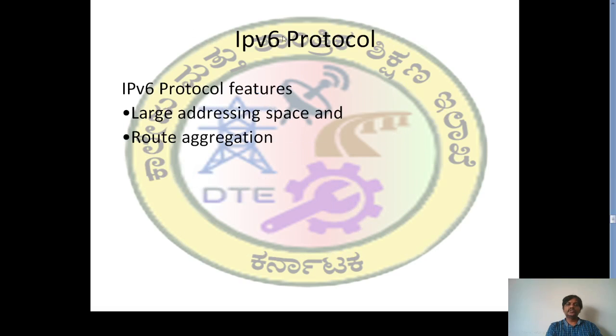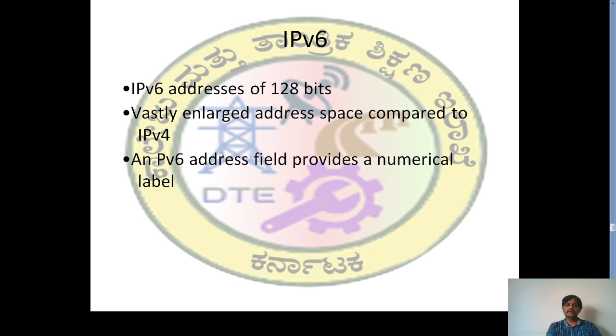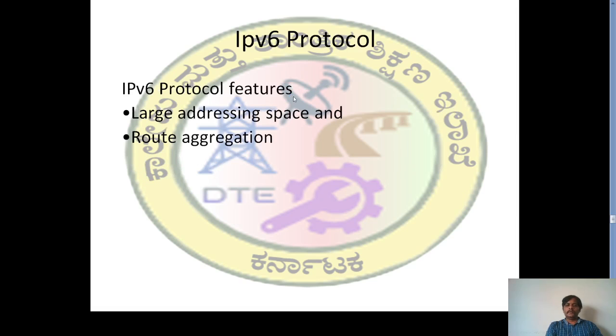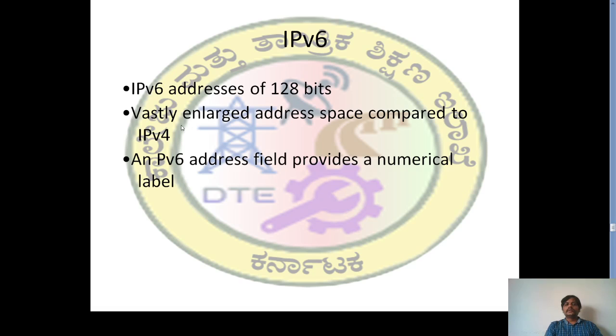Next we go for the IP version 6 protocol. The features are, it consists of large addressing space and route aggregation. Why is the address space large? We are going to use 128 bits to represent the address in IP version 6. In IP version 4 we are going to use 32 bits. So that's why it has a large addressing space. It is a vastly enlarged address space compared to IP version 4.